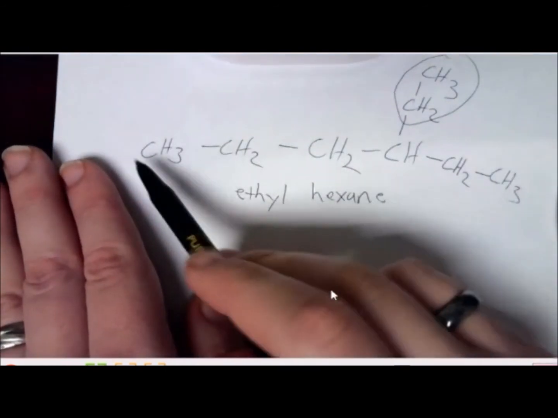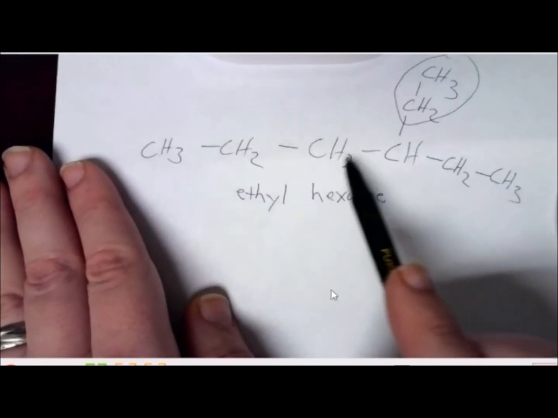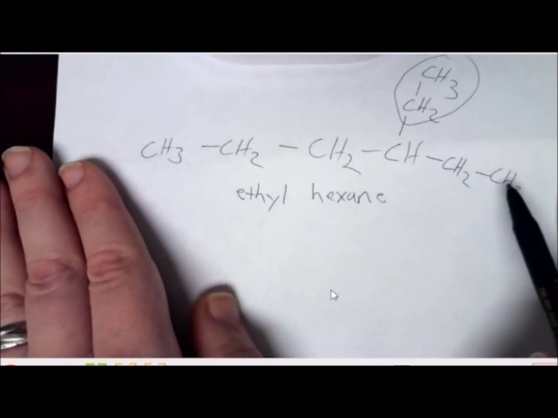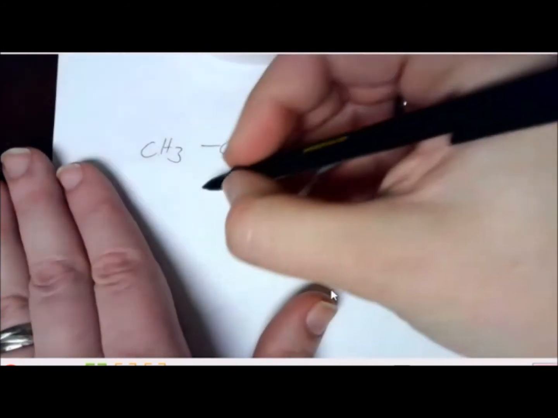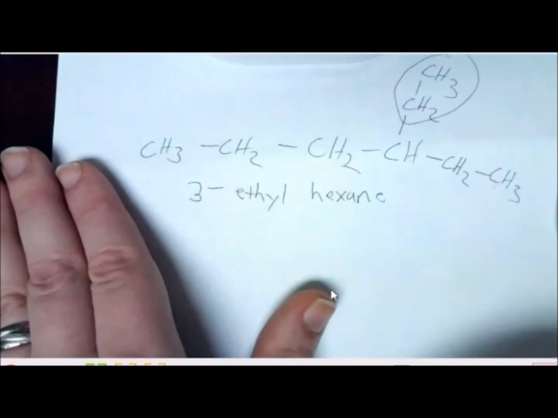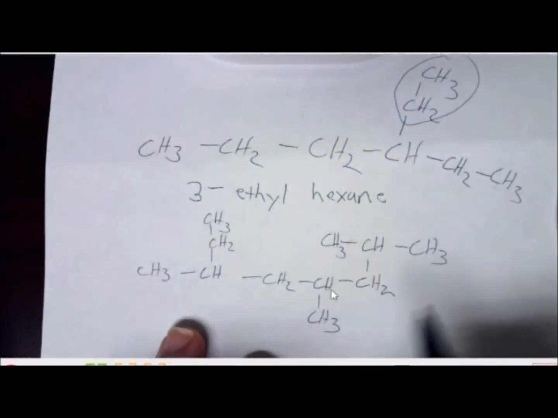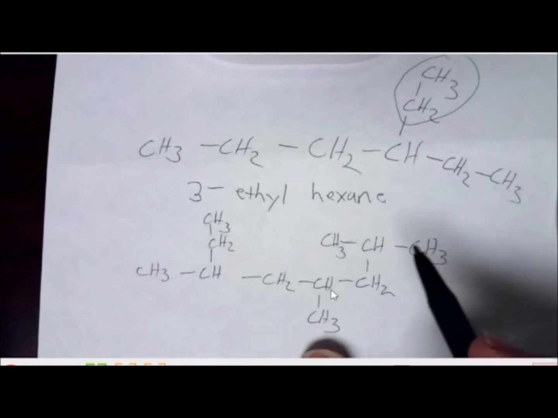If we number from here, it's 1, 2, 3, 4. But if we number from here, it's 1, 2, 3. So we'd call it 3-ethylhexane. It doesn't matter how funky it looks.